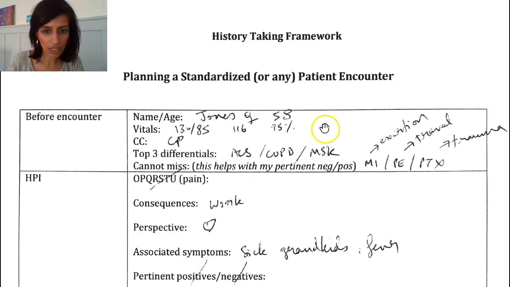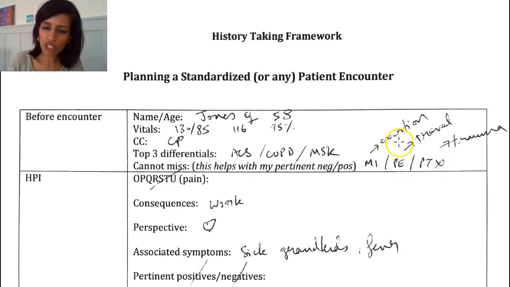So this is how I use my template. I wrote down the name and age. This is Mrs. Jones, who's 58 years old. These are her vitals. This is important to me because it's abnormal and she's presenting with chest pain. In someone with chest pain, these might be some of the diagnoses I'm looking at. And then I should think about the cannot misses.